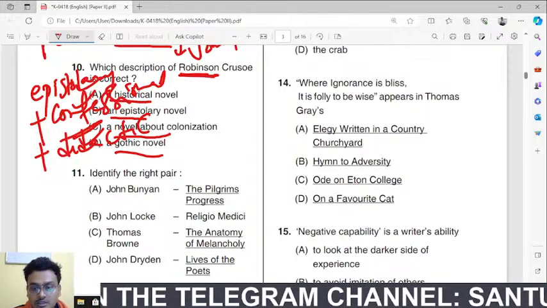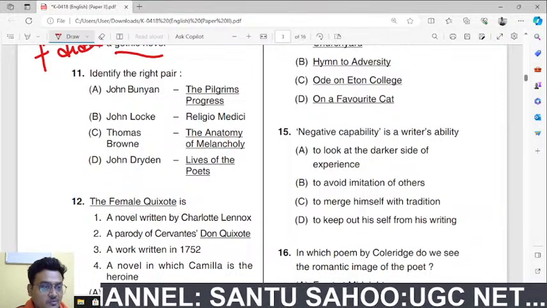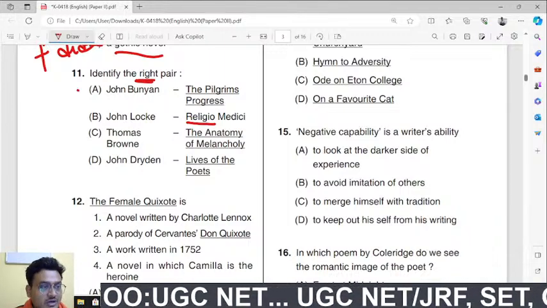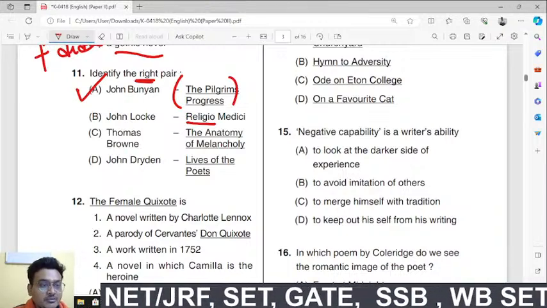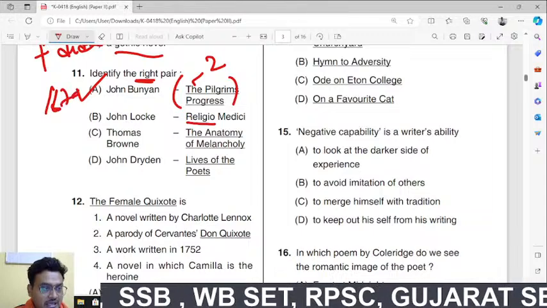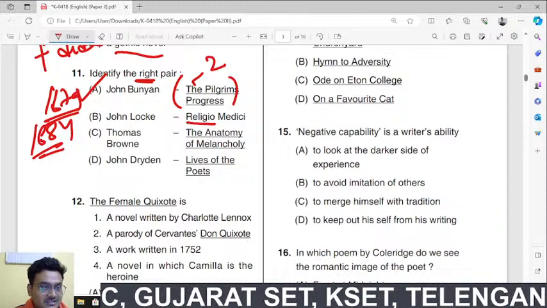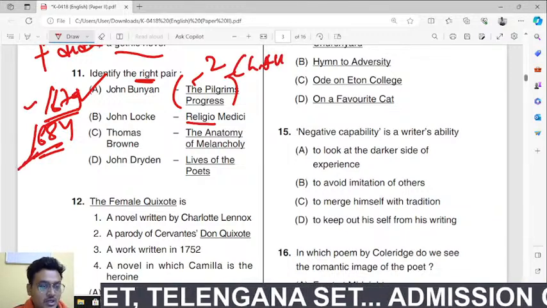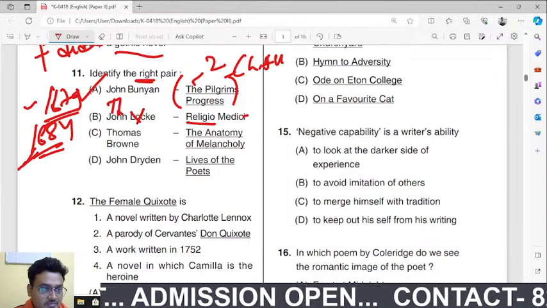Now we have question number 11 here. John Bunyan, The Pilgrim's Progress; John Locke, Religio Medici. Identify the right pair. The first one, John Bunyan, The Pilgrim's Progress, is the right pair. Pilgrim's Progress has two parts. The first part was published in 1678 and the second part in 1684. It's a Christian allegory. Whereas Religio Medici is a work by Thomas Browne. It's not by John Locke.